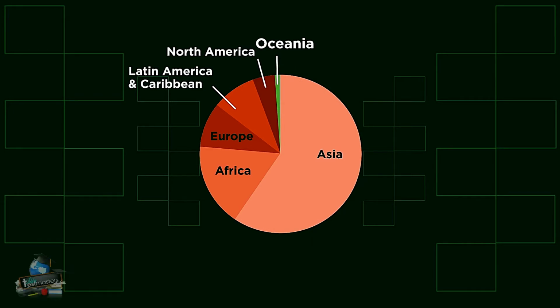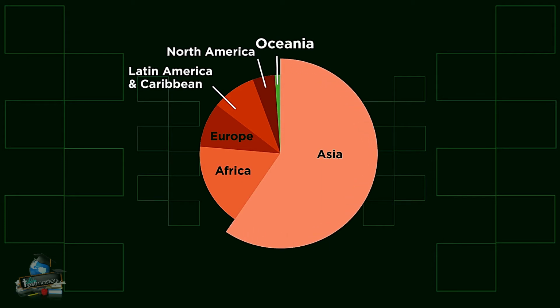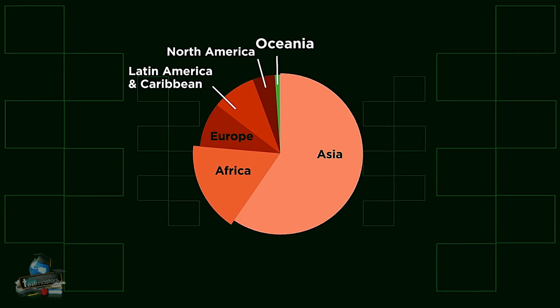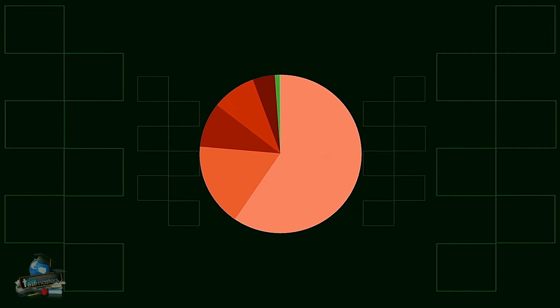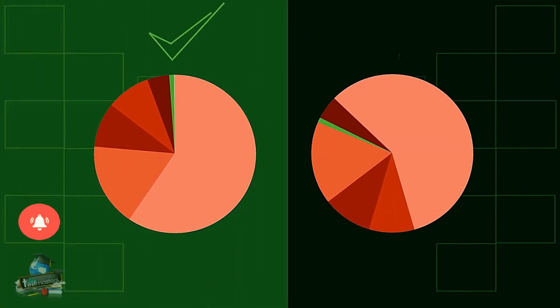Good pie chart practice is to start with the biggest sector, so Asia, and then work your way clockwise, doing the next biggest Africa, then the next biggest Europe, and keep going in order of size. It massively helps the viewer.